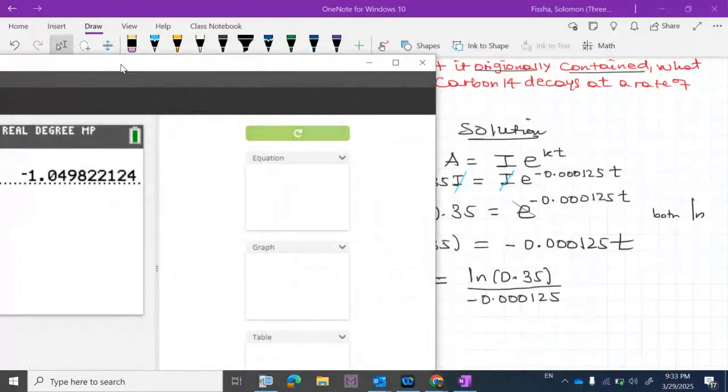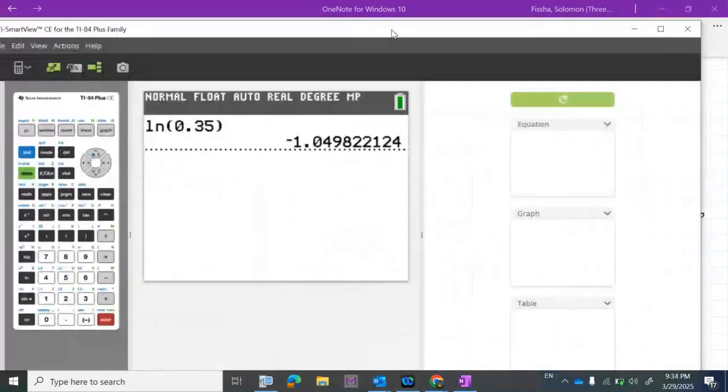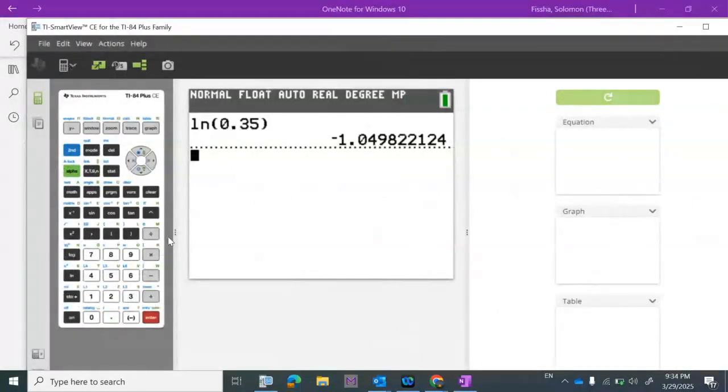Look at that, I have negative 0.000125. Okay, this is divide. Okay, divide by, I can just open the parenthesis, negative of 0.000125. Okay, that answer divided by this one, just go enter.